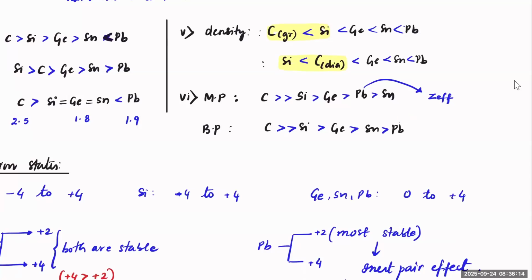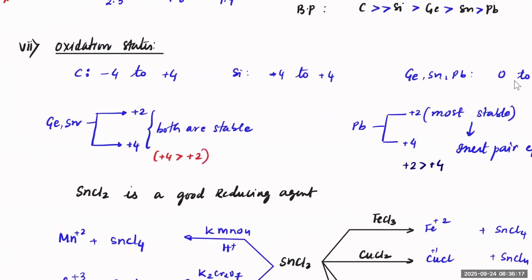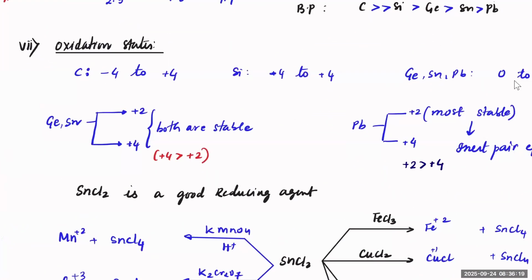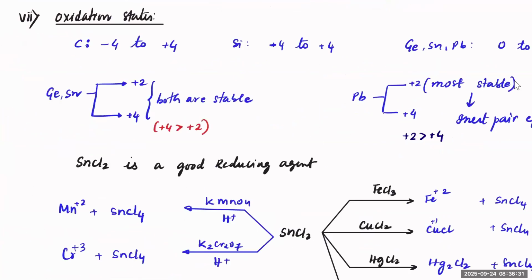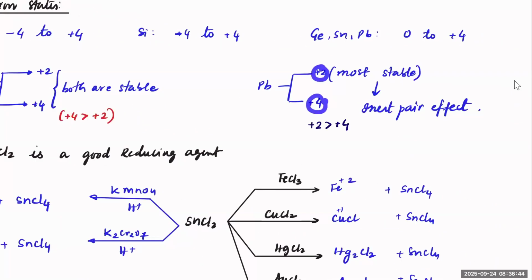Then next, if you notice the oxidation states, carbon showcases anything from -4 to +4. Same goes with silicon. While germanium, tin, and lead do not show anything in negative, it only shows from 0 to 4. Germanium and tin can show +2 and +4. In both of them, +4 is more stable than +2. While lead shows +2 and +4, +2 is more stable than +4. And this accounts for the inert pair effect.